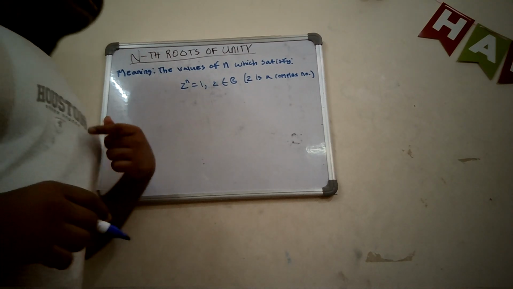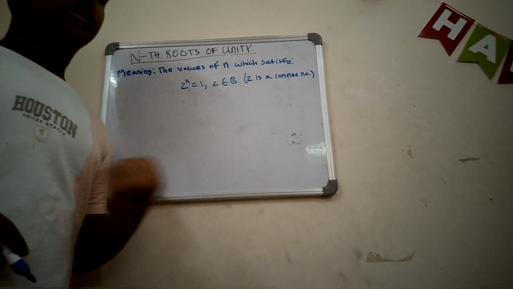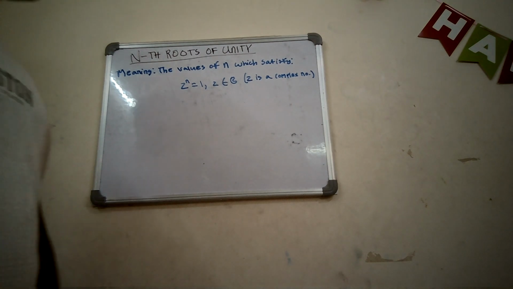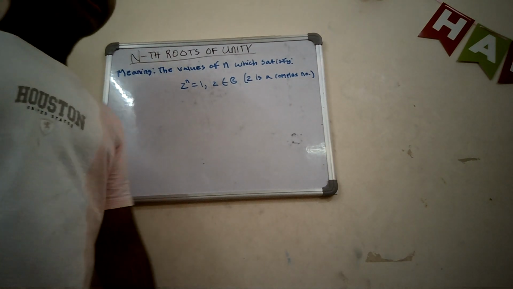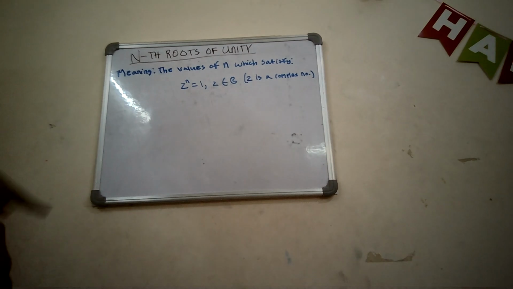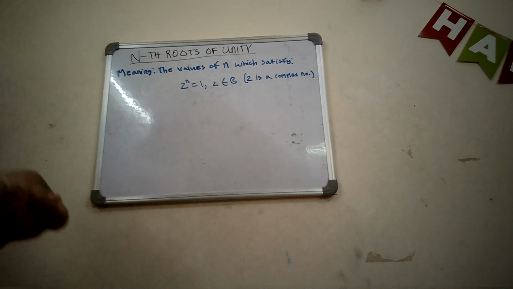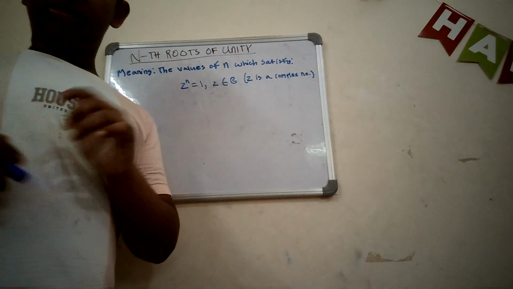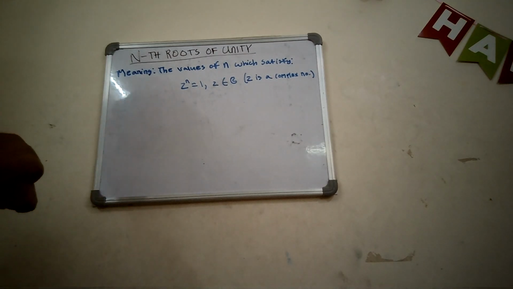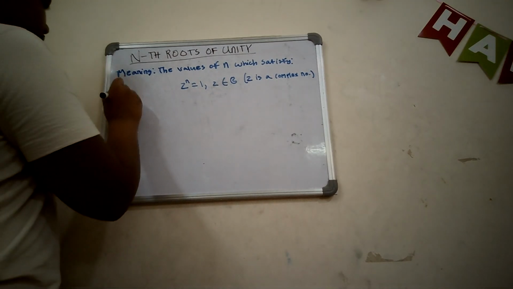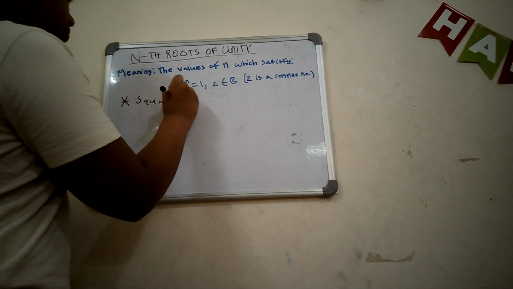So there are different types, like the cube roots of unity, fourth roots of unity, fifth roots of unity. And the thing is, the solutions to this are complex. That's why it's a complex number. Alright? So let's start with the square roots.